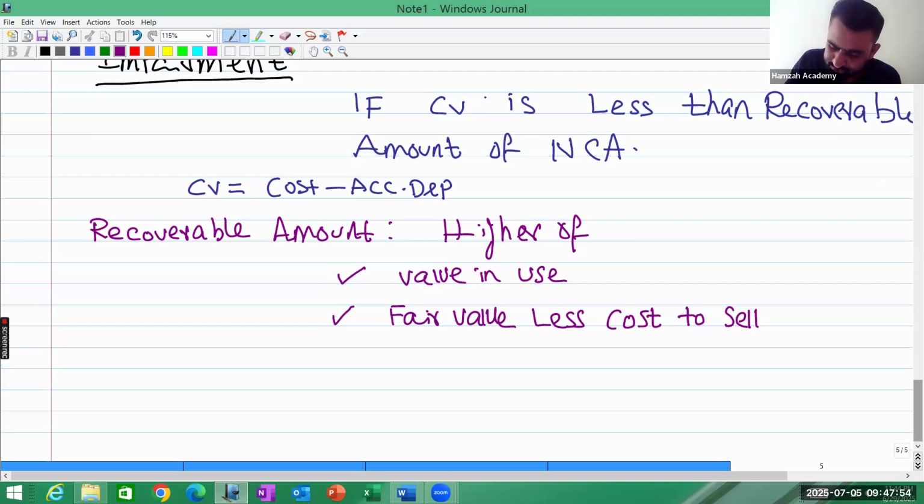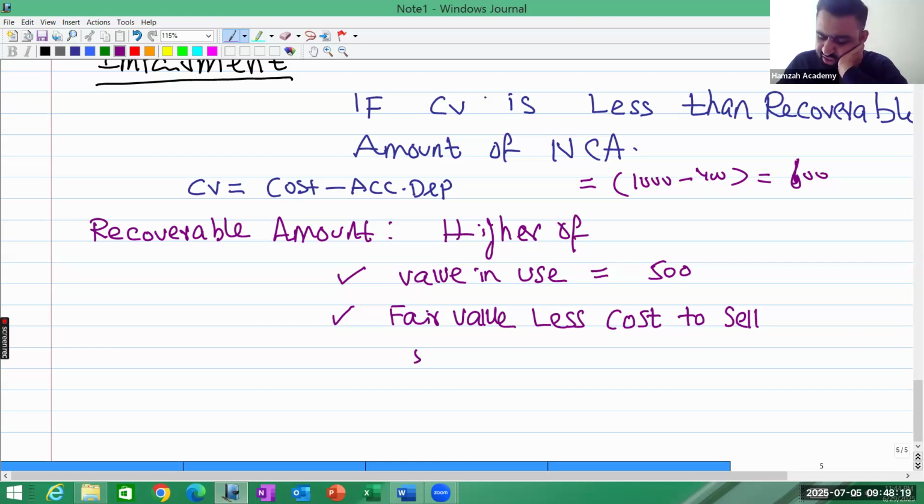Now, for example, if we have an asset with the cost of 1,000 and accumulated depreciation of 400, the carrying value of the machine is $600, but the value in use of the machine is 500 and fair value of the machine is 525 and cost to sell is 20. So fair value less cost to sell is 505.